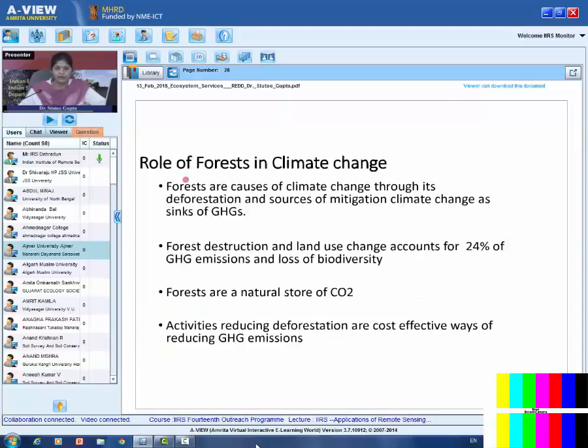Why? Because forests have an important role in mitigating climate change, right? Forests are causes of climate change through deforestation, and they are sources of mitigation as they are the sink of greenhouse gases. Forest destruction and land use change account for 24% of GHG emissions and loss of biodiversity. They are the natural store of carbon dioxide. If we reduce deforestation, we can very cost-effectively reduce greenhouse gas emissions, and that is why there is a lot of focus on preventing forest loss nowadays.